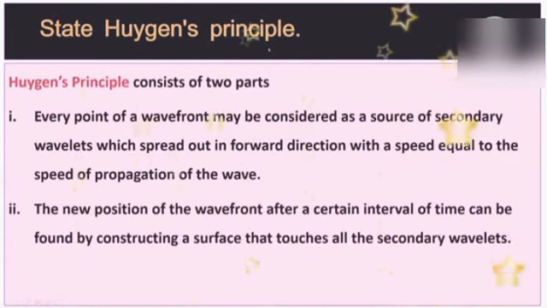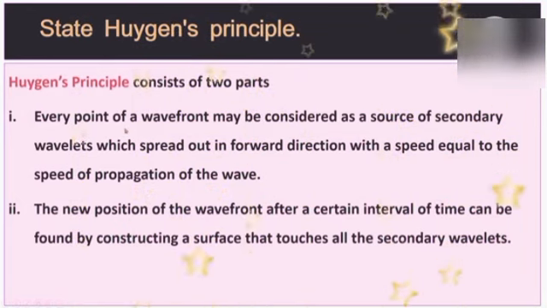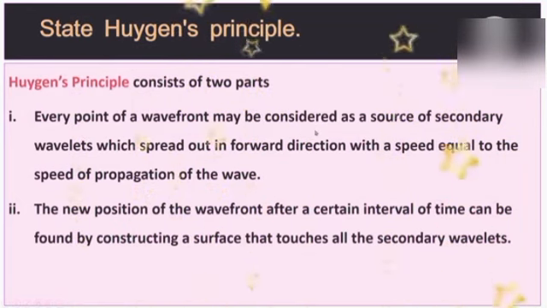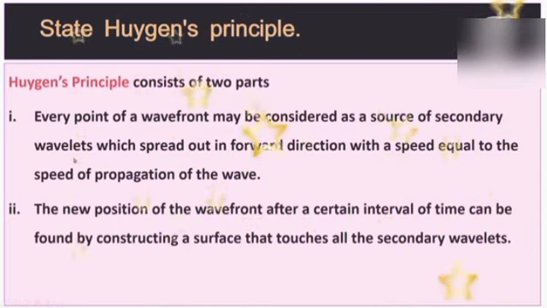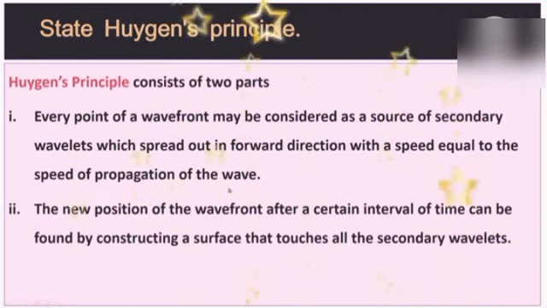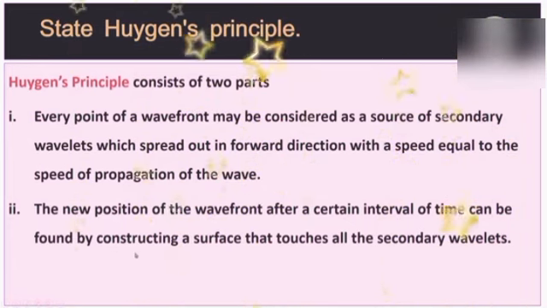State Huygens principle. Huygens principle consists of two parts. Number 1. Every point of a wave front may be considered as a source of secondary wavelets which spread out in forward direction with a speed equal to the speed of propagation of the wave. Number 2. The new position of the wave front after a certain interval of time can be found by constructing a surface that touches all the secondary wavelets.